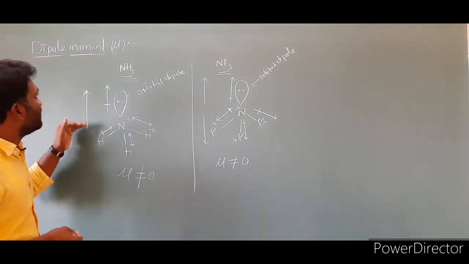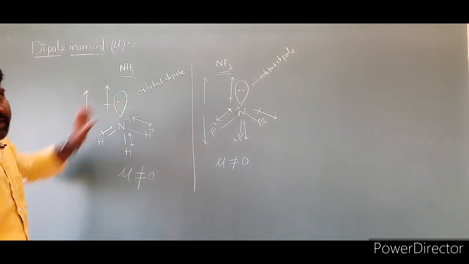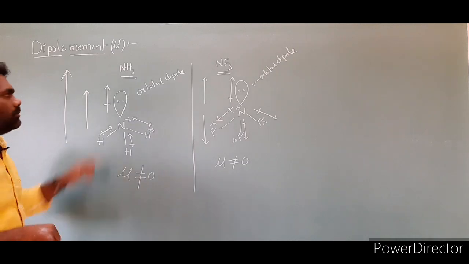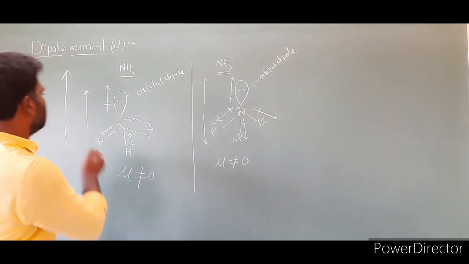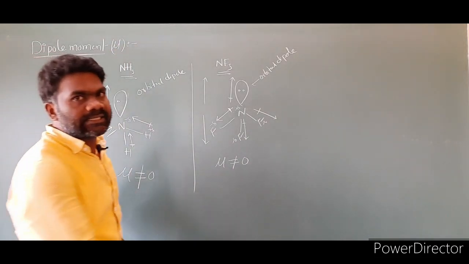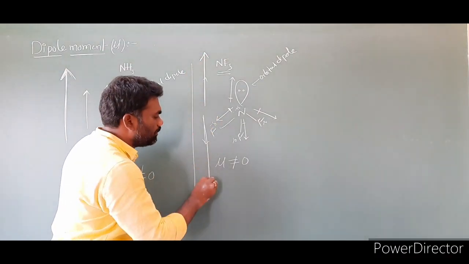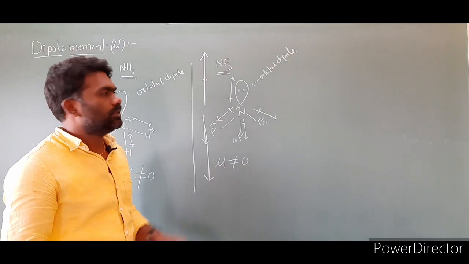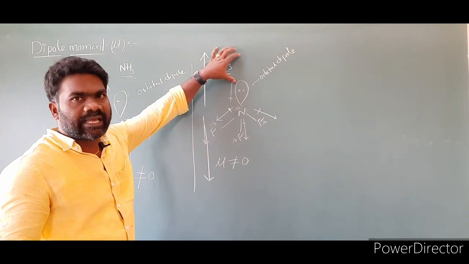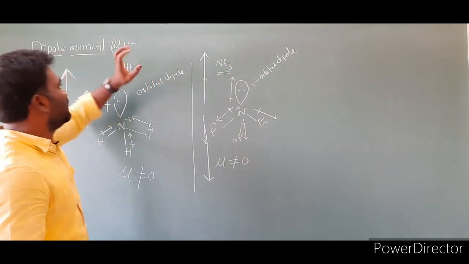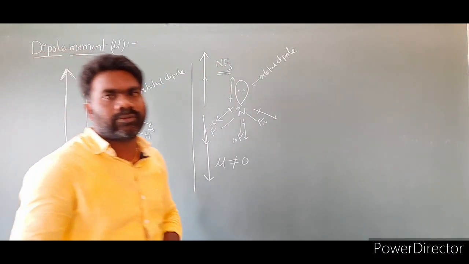The reason is that in the NH3 molecule, all bond dipoles and the orbital dipole are in the same direction, like this. But in the NF3 molecule, the orbital dipole is towards one direction and all bond dipoles are towards another direction. So both are opposite. As a result, the NF3 molecule has a lower dipole moment. The value of the NF3 dipole moment is less than that of the NH3 molecule.